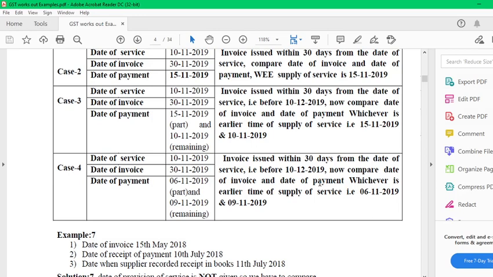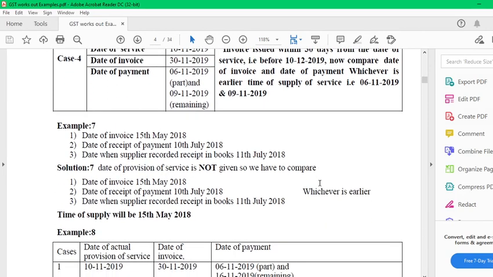30/11/2019 is the date of invoice, and 6/11 and 9/11 are the two part payments given. First, you compare the date of service and the date of invoice. Whichever is earlier, you check whether the invoice is issued within 30 days from the date of supply. Hence it is known as invoice issued within 30 days, so we take into account the date of invoice. Then the payment date is compared with this. The payment date is earlier, 6/11, and 11 is the date of supply of service.